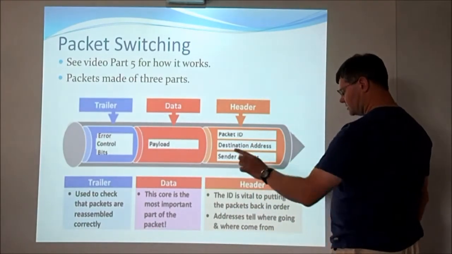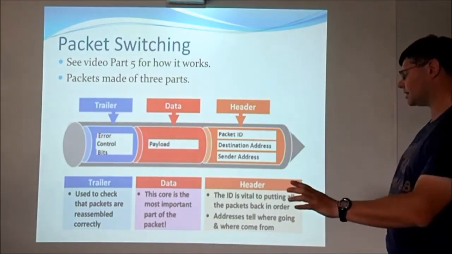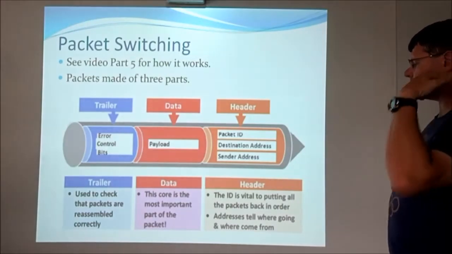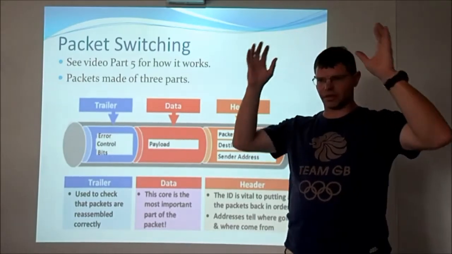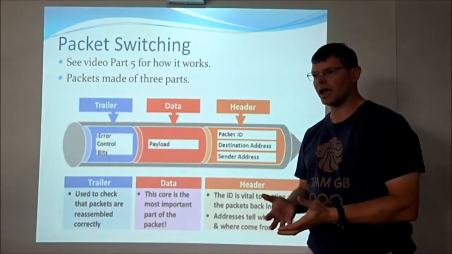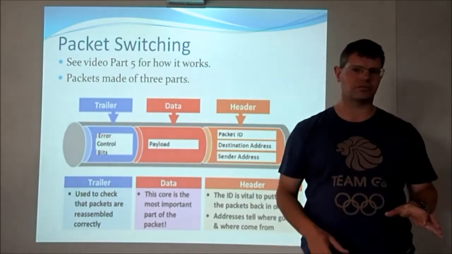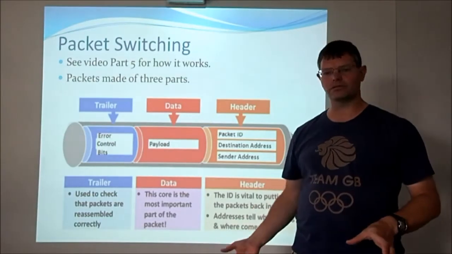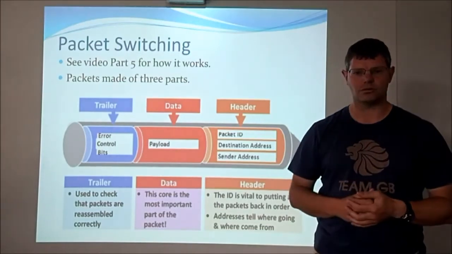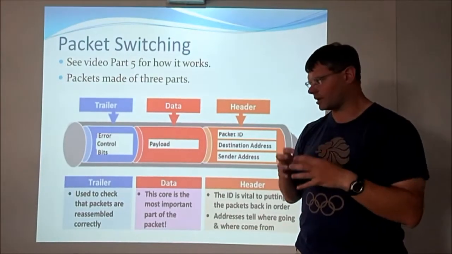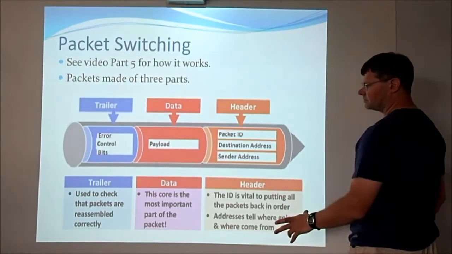You need the ID to tell the computer when it puts all the packets together where that packet goes. Because remember, you've split it up into thousands of different pieces, this image, and they're all going different routes through the internet to your friend's house, so they're not going to arrive in the right order. So you need the packet ID to make sure that everything's going to be put together in the right way. So that's what's in the header.